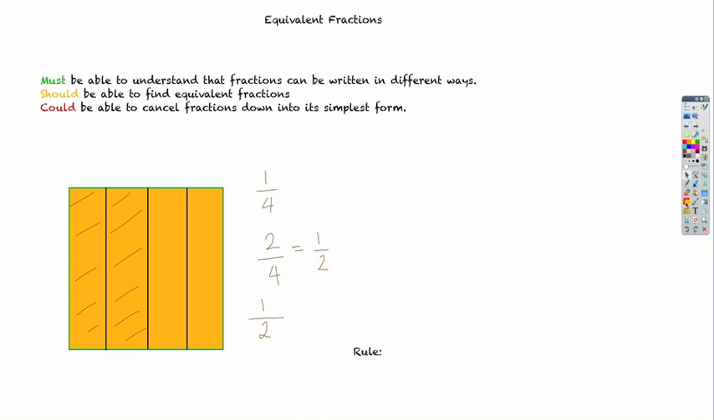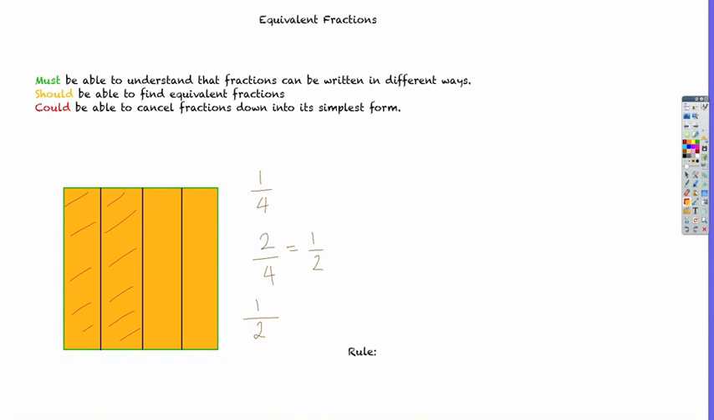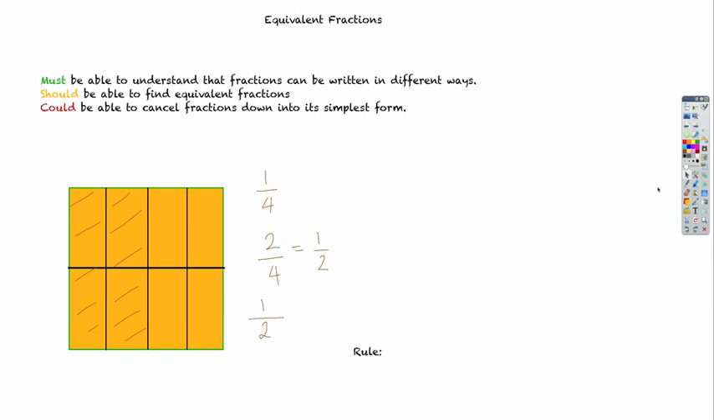If I was to now split the shape into more pieces, so for example, if I split it in half like this, I have now got 8 equal sections, and out of the 8, 1, 2, 3, 4 of them have been shaded. So we've got 4/8. All of these fractions are equivalent. I haven't changed the amount of the shape that I've shaded, but I've just split it up in different ways. So 2 quarters is the same as a half, and that's the same as 4/8.